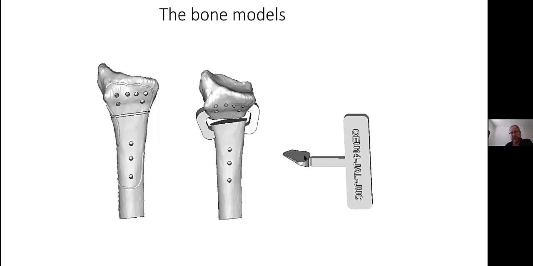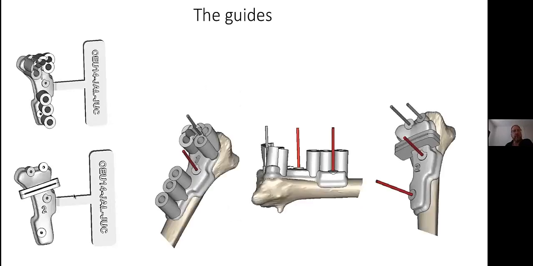You can do some extra. This is just optional. When you know the distance you have between the bones, you can make a guide for that too, so it goes quicker when you want that extra bone allograft. So you get the guides like this.